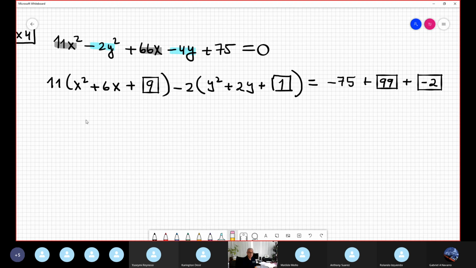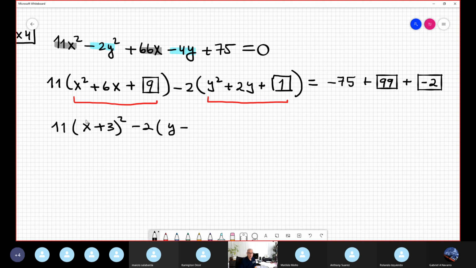Now, factorization. This is a trinomial. This is another trinomial, but it's special, because I created a perfect square trinomial artificially. And for the perfect square trinomial, the factorization is only one binomial, which is (x plus 3) squared, minus 2 (y plus 1) squared. And you combine this, this is 22 on the right side.